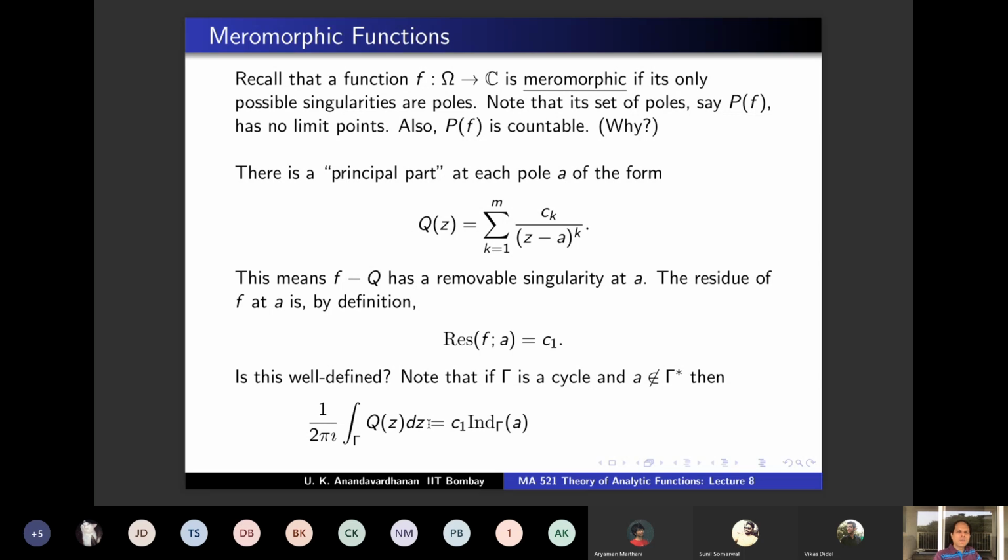And at k equal to minus 1, the integral of 1 by (z minus a) dz is what is called the index with respect to gamma, and the coefficient is C1. So this integral is C1 times the index. That's obvious. And C1 is by definition the residue of Q at A. So the integral of the principal part is the residue at A times the index at A. This is an obvious computation because all other terms have a primitive and therefore the integral is 0. Once you have a primitive, the integral is 0 by the fundamental theorem of calculus, real one variable calculus.